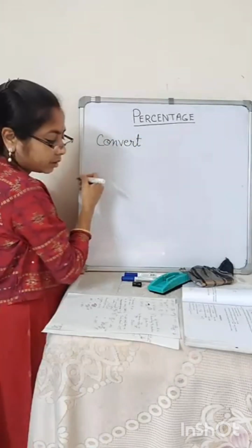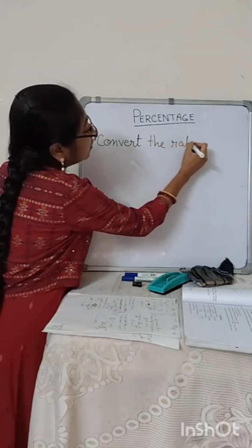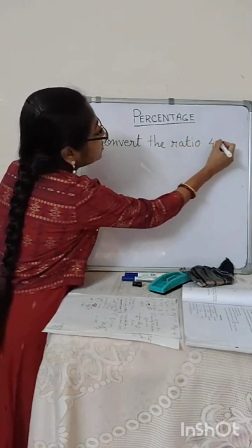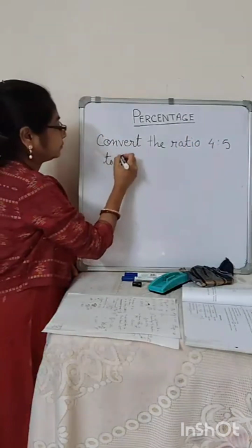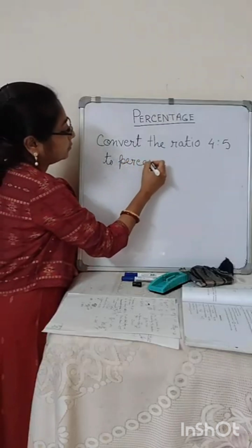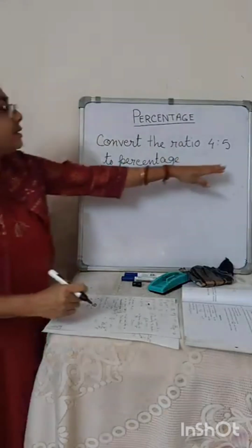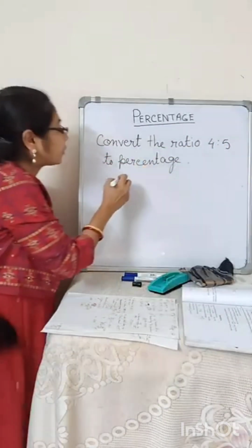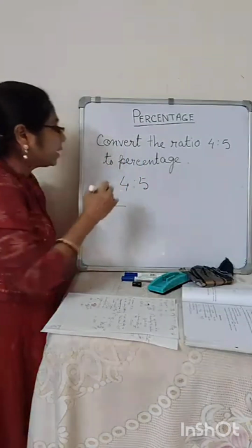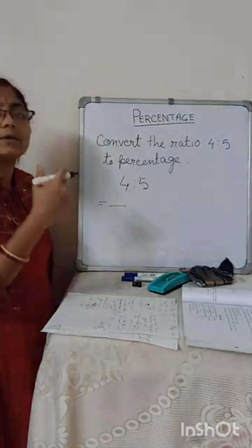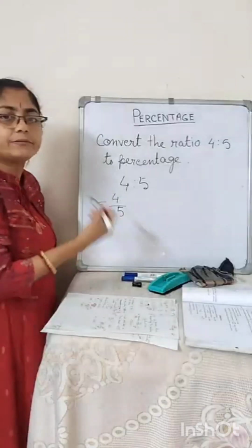Convert the ratio 4 is to 5 to percentage. This is our keyword. 4 is to 5. First, how can I write? 4 is to 5 I can write. After that, what are you doing? You write 4 by 5 in fraction form. 4 by 5. Both are the same, but we make it like a fraction.